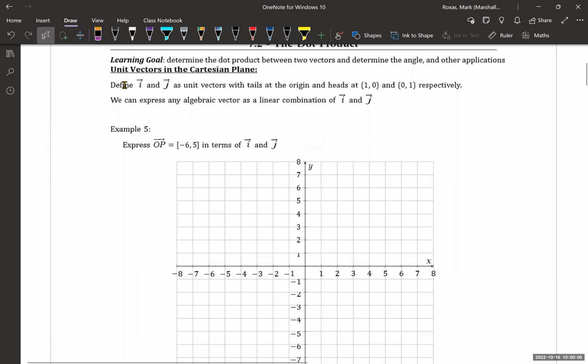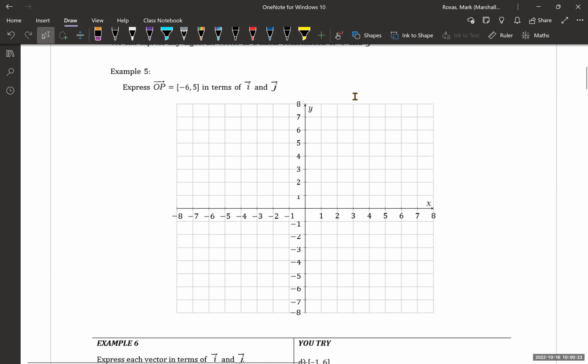We're going to define two vectors labeled i and j, specifically using these letters i and j, as unit vectors, where the tails of those vectors are at the origin and the heads of those vectors are at (1, 0) and (0, 1), respectively. If I draw them on the Cartesian plane, here's my vector i along the x-axis, and here's the vector j along the y-axis.